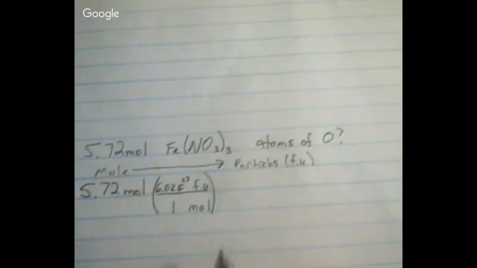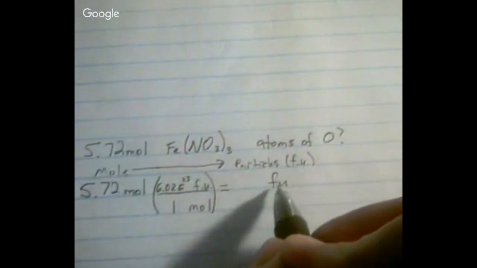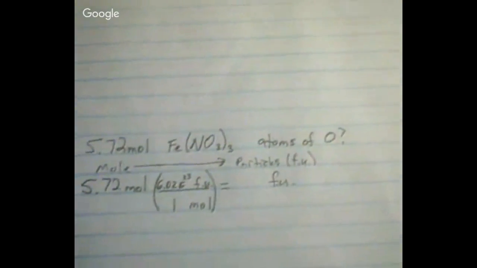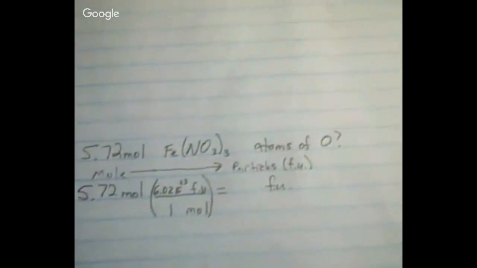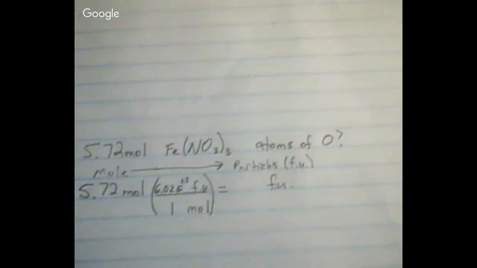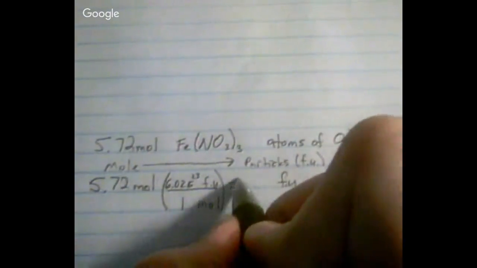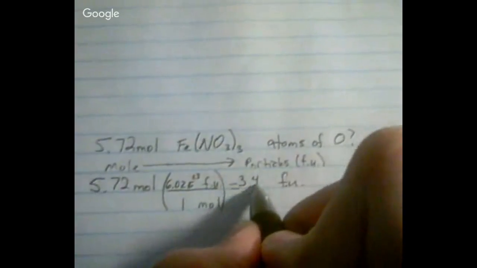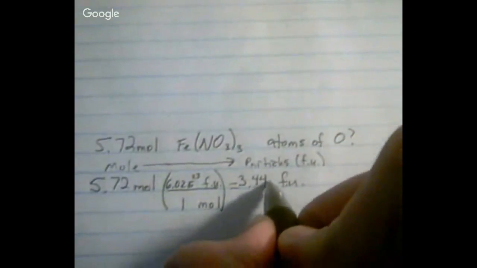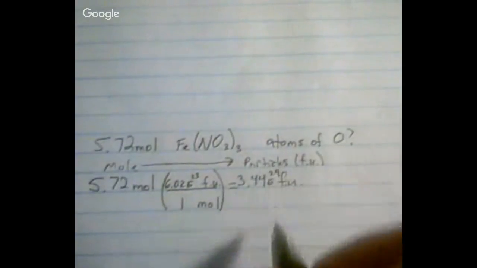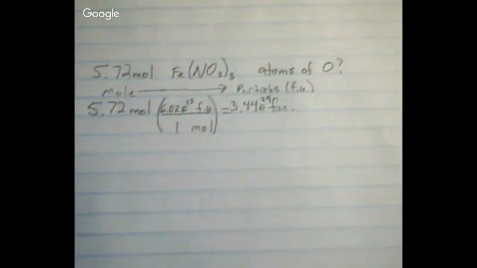By doing that conversion, I'm going to get how many formula units, how many of these whole things that we have. So Avogadro's number times 5.72. We should have around 3.44, and I'll just cut it off there, times 10 to the 24th formula units. If I wanted how many of these we have, that would be it.